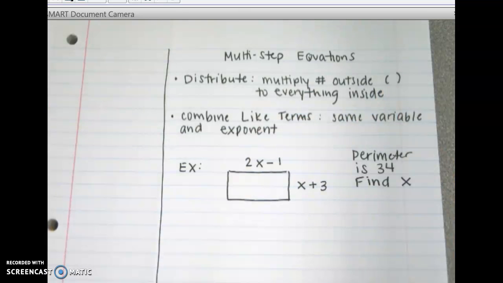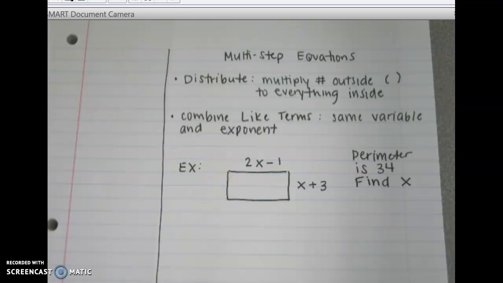All right, so when we distribute, there's a number outside of the parentheses and we have to take that number and multiply it to everything inside of the parentheses. When we were solving two-step equations, we could have divided that as our first step, but these equations are a little more complicated and we can't quite use that strategy anymore.